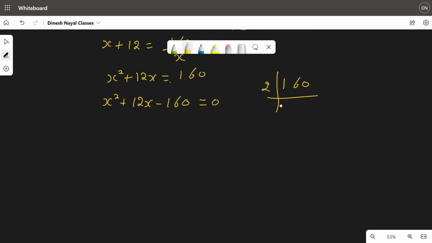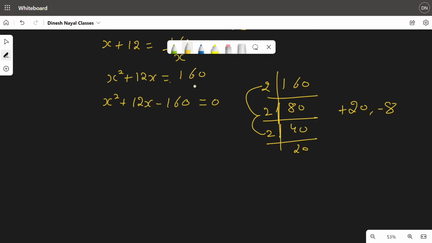So this goes by 2. So this is 80. Now this again goes by 2. So this will be 40. Now this again goes by 2. So this will be 20. Now check and see. 2 into 2 is 4. 4 into 2 is 8. So we have two numbers, 20 and 8. So we can take plus 20 and minus 8, because the sum should be plus 12.